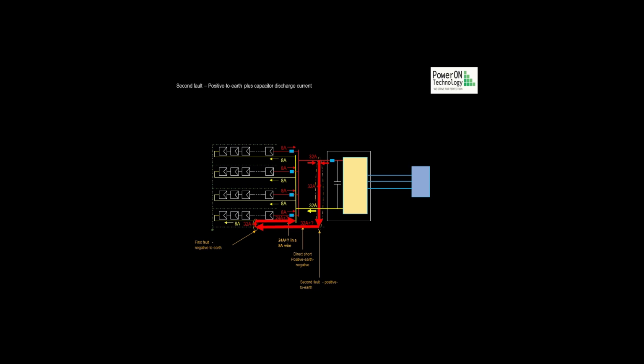The capacitor discharge current adds to the 32 amps from the PV strings and increases the total current to some level above 32 amps. The exact increase above 32 amps depends on the resistance of the circuit, the capacitor value, and the voltage that these capacitors are charged to. This increased current flows through the earth to the first fault on the negative wire of the string.